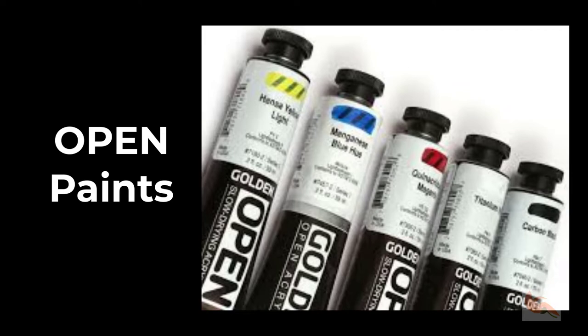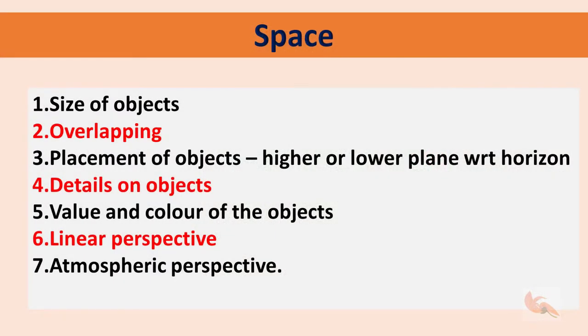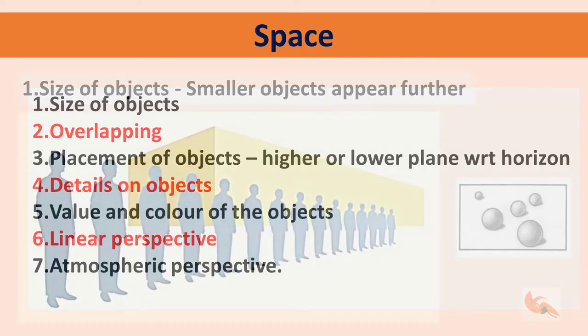But they're a bit expensive. Now let's come back to our illusion of space. I'll enumerate a few tricks that can easily put things away or near. Those will be size of objects, overlapping, placement of objects, higher or lower plane with respect to horizon, details on objects, value and color of the objects, linear perspective, and atmospheric perspective.